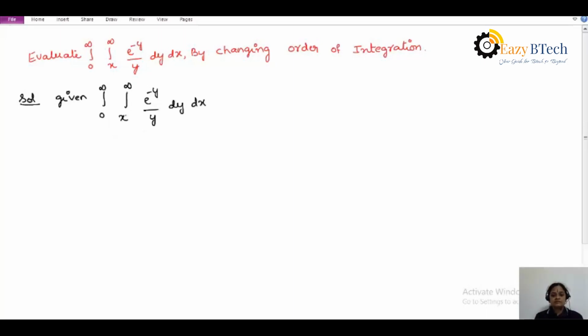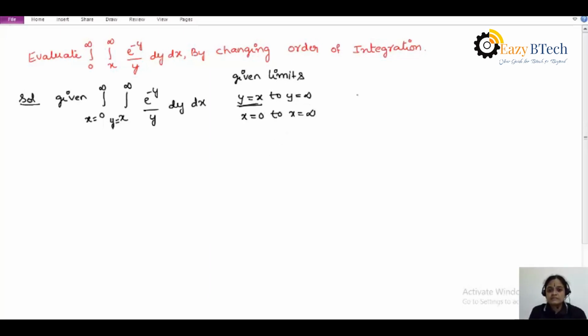So observe here, students, the first limits are functions of x. That means these limits are y limits and the constant limits are x limits here. Then the given limits: y is equal to x to y is equal to infinity, and x is equal to 0 to x is equal to infinity. So y is equal to x is a straight line which is passing through the origin.